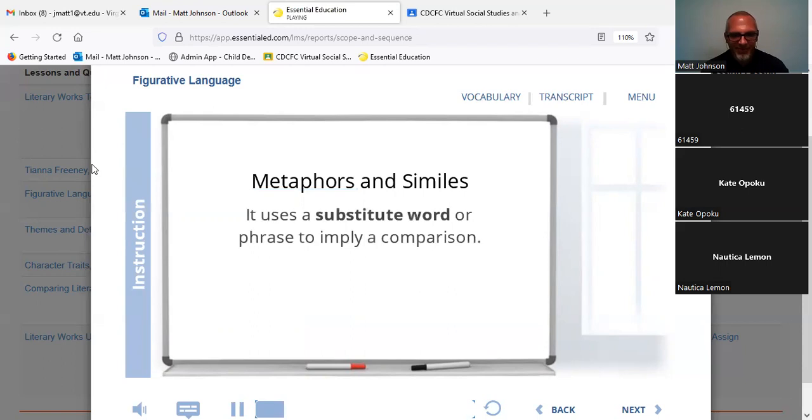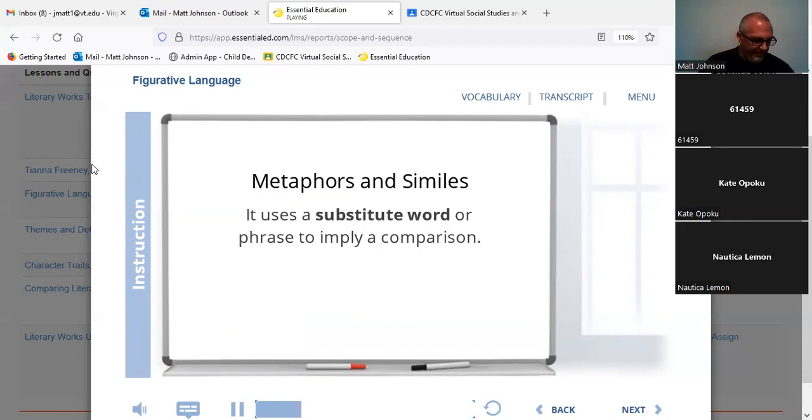Instead, a metaphor uses a substitute word or phrase to imply a comparison. Let me show you what I mean. I'll show you how to turn a few sentences into metaphors. That way you can see how they work.